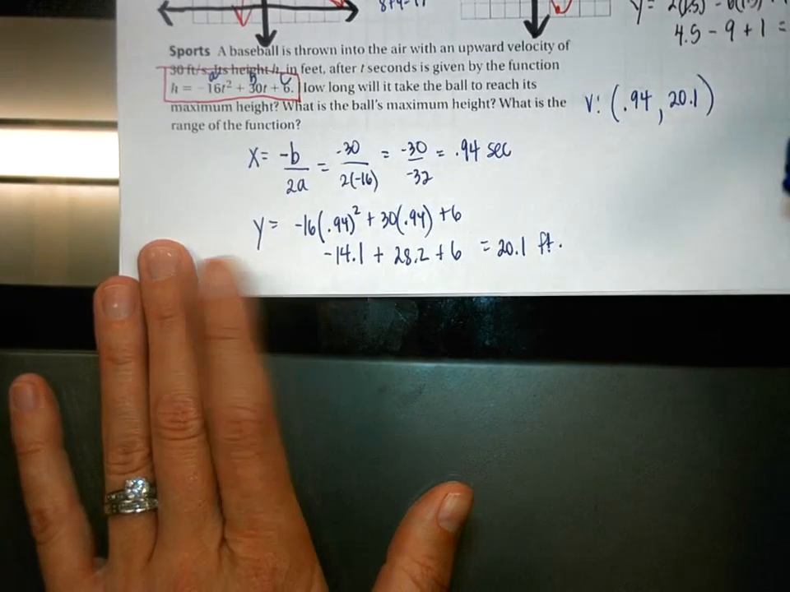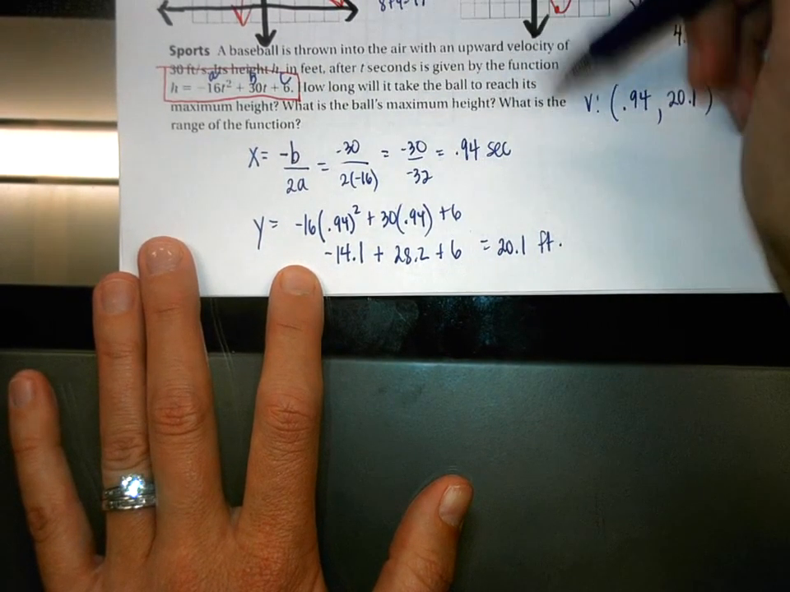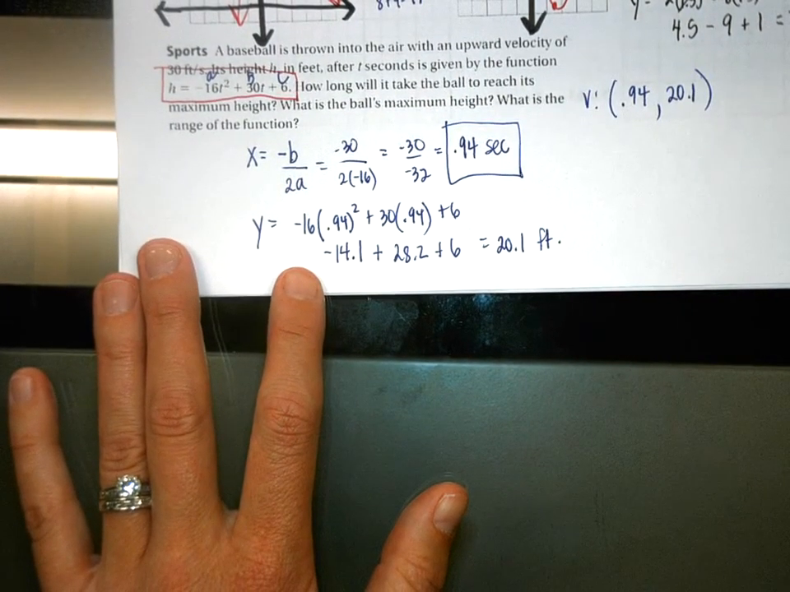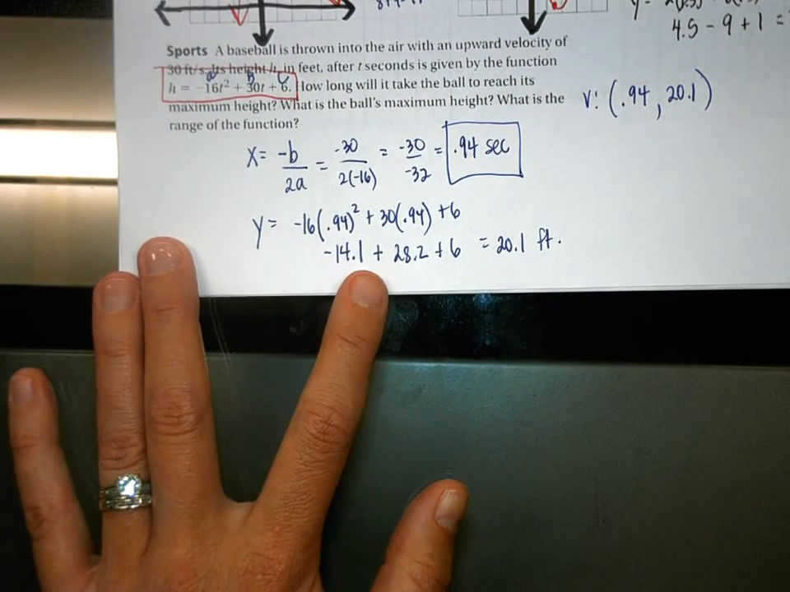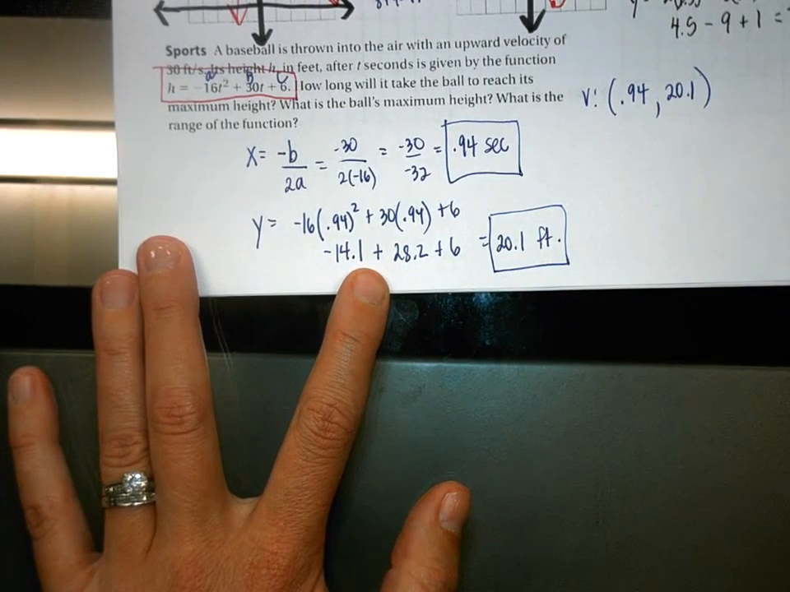So they asked me, how long will it take the ball to reach the maximum height? 0.94 seconds. What is the ball's maximum height? 20.1 feet. And then it says, what is the range of the function?